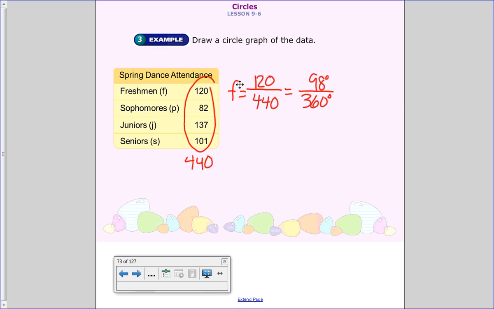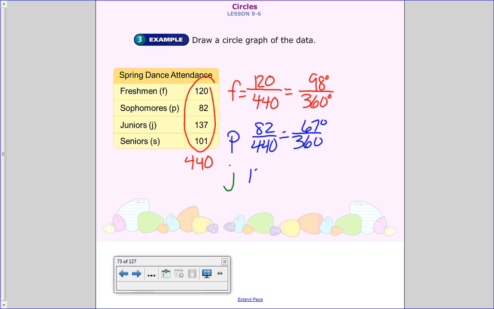So I want you to finish up this one. Go ahead and do this part, and when you're all done, you can come back and check your answer. So go ahead and pause me now. All right, I'm going to go ahead and do the sophomores, which we label P, so 82 out of 440. Again, you just go through these steps. And again, I round this one to 67 degrees.